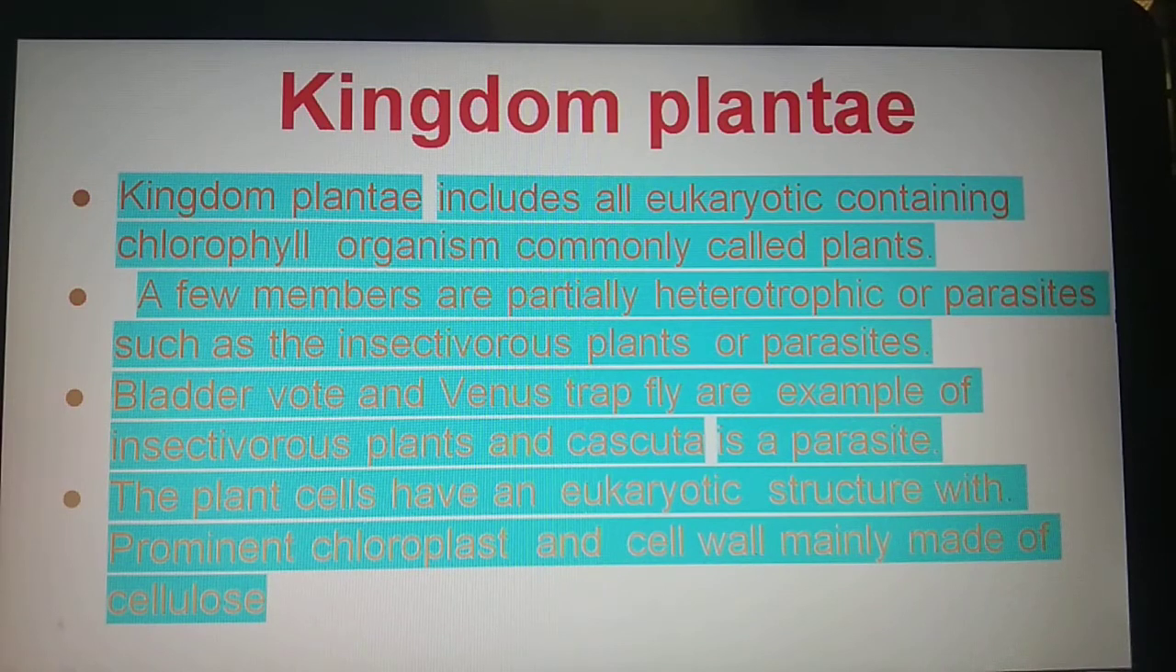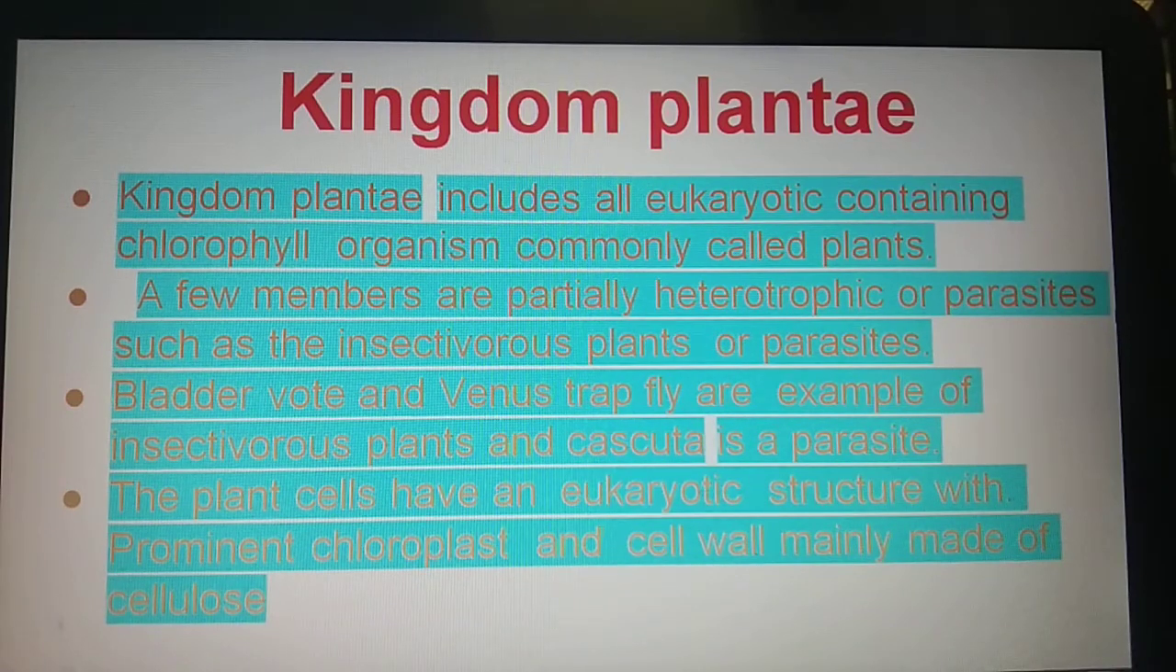Now students, the next one is a few members are partially heterotrophic or parasites, such as the insectivorous plants or parasites. So students, these are certain exceptions that we need to understand when we are talking about the kingdom Plantae. Major part of kingdom Plantae includes autotrophic organisms. That is, they can actually produce their own food. But there are certain exceptions, and these exceptions are the ones which are partially heterotrophic. That is, they can feed upon other organisms.